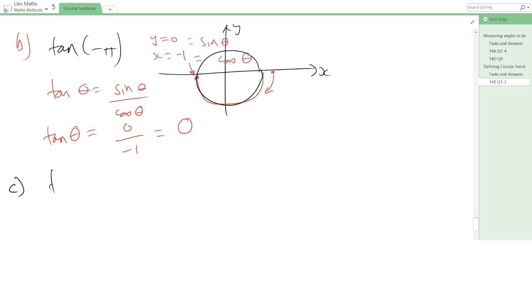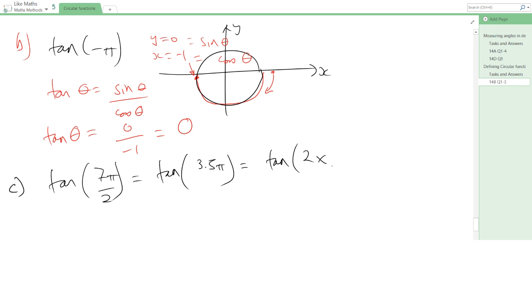C, we have tan of 7 pi over 2. So if I wanted to work out where that would be on the unit circle, I'd probably rewrite that slightly, saying it's the same as 3.5 pi radians, which is tan of 2 pi plus 1.5 pi. So we're factoring out the 2 pi, because any rotation that gives us 2 pi gets us back where we started again.